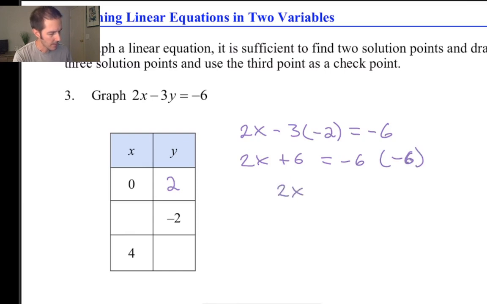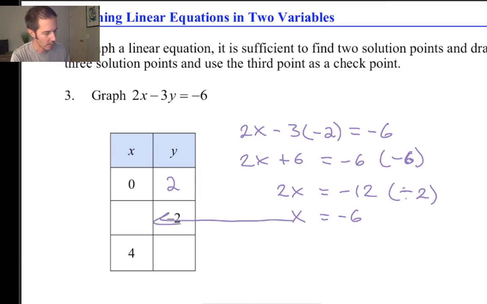And now on the left-hand side we have 2x, and on the right-hand side, negative 6 minus 6 makes negative 12. In order to isolate the x on the left-hand side, we will divide both sides by positive 2, leaving the x all alone, and negative 12 divided by 2 equals negative 6 again. That's a lot of negative 6's, weird. And that x value is going to go right over here.